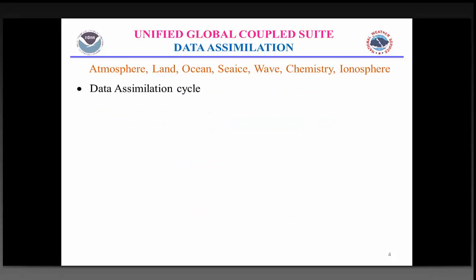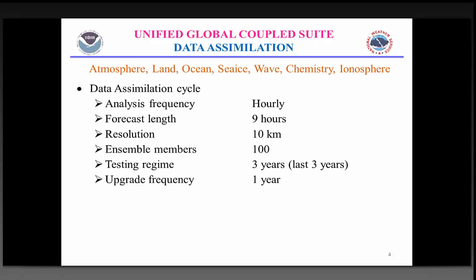Starting with data simulation, in the long run we want to couple the atmosphere, the land, the ocean, sea ice, waves, chemistry, and ionosphere. Right now, the climate forecast system has coupled four of these components: the atmosphere, land, ocean, and sea ice. We're going to add three more. The data simulation cycle is very loosely based on what Hendrik showed. In a unified system, you start with data simulation, and these are just projections. They're not cast in stone, of course.